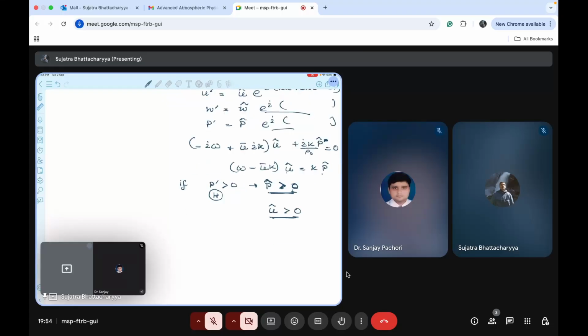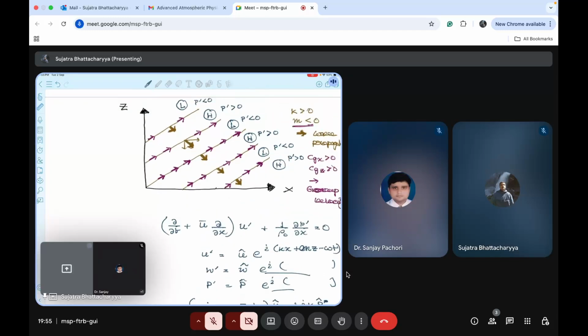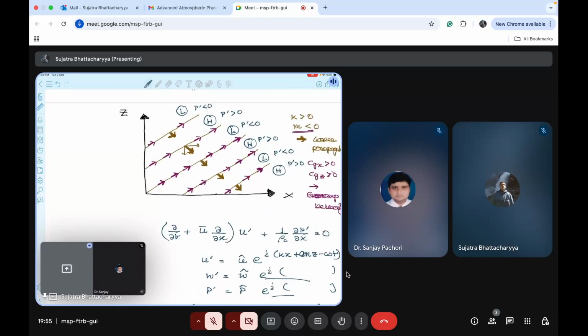Also, we have the continuity equation. Remember, this plus this equal to 0. So what can we write? Iota k u hat is equal to minus iota m w hat. So u hat, if it is positive, w hat must be negative. They have opposite sign, remember. So what will happen finally is that now if we have to write the u hat, what will we do?